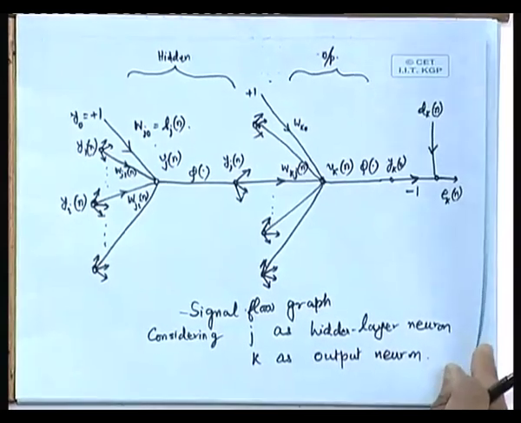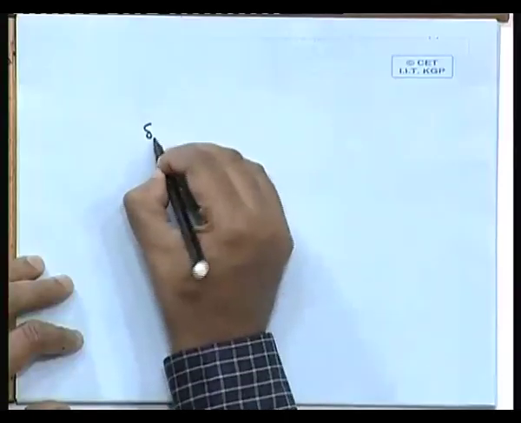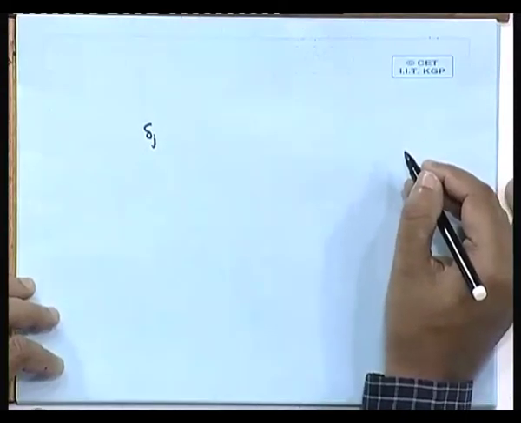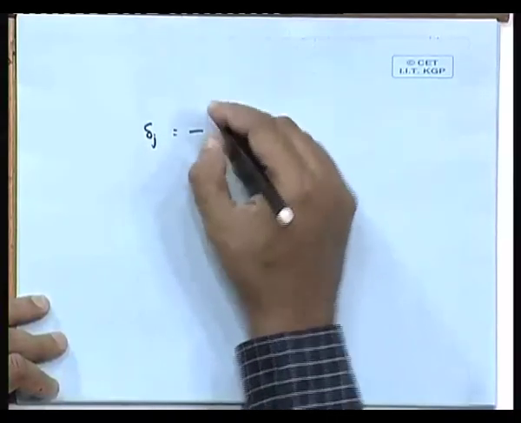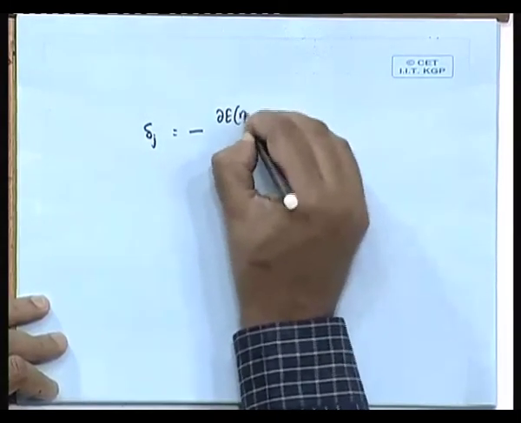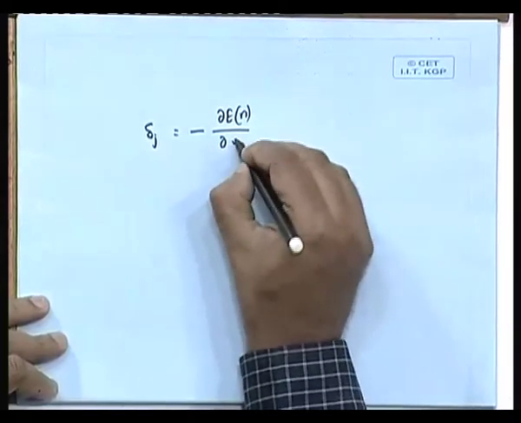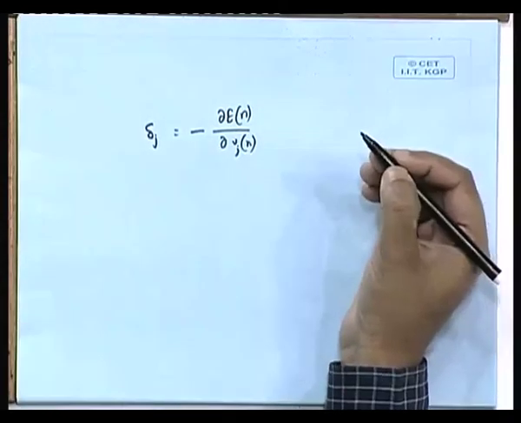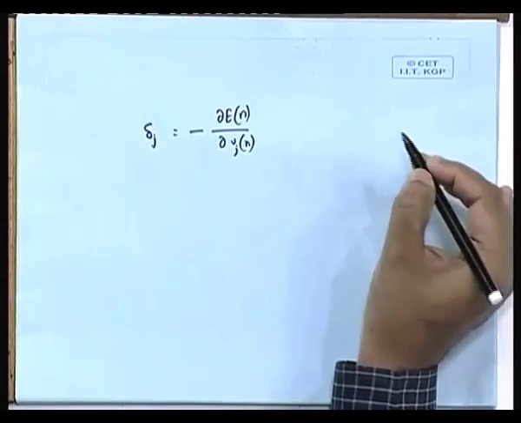Now, we can compute delta J. Delta J is going to be the local gradient for the Jth neuron. This time the Jth neuron is in the hidden layer. So delta J, according to the very basic definition, should be written as dou En by dou Vj of n. That is the definition of delta J that we have been considering.